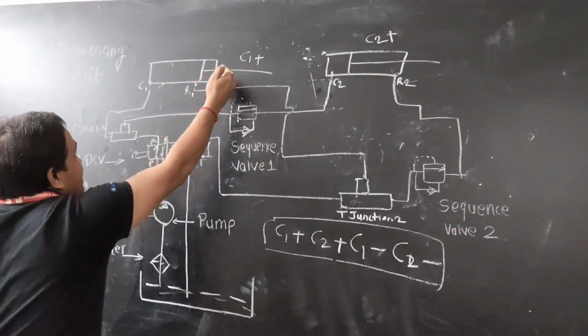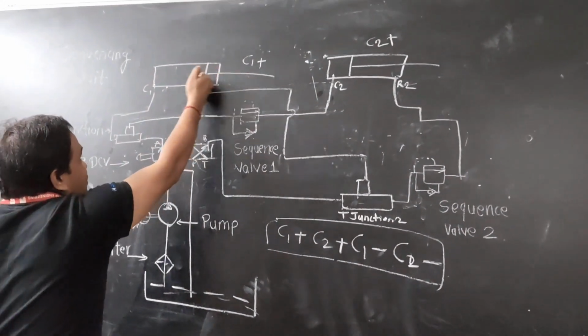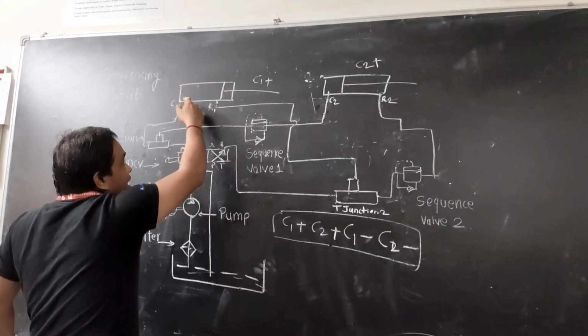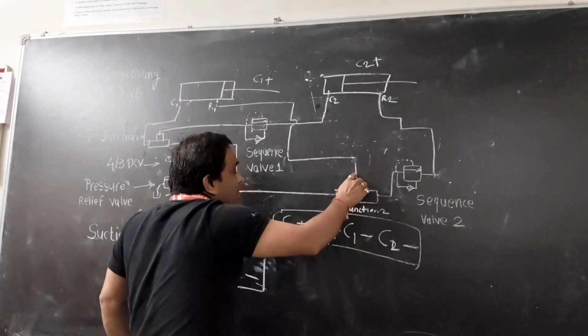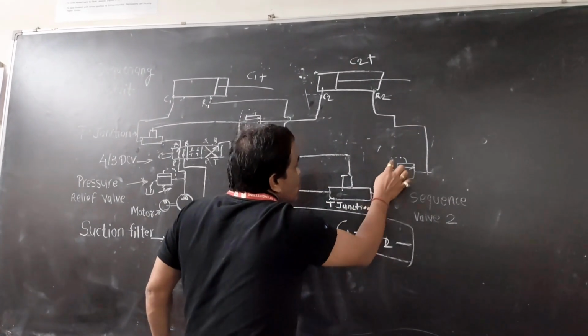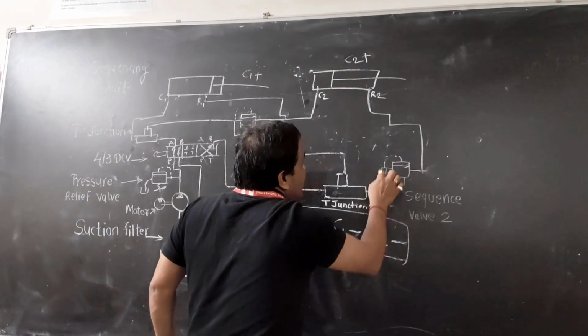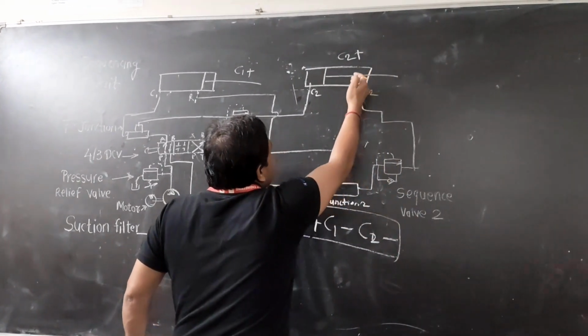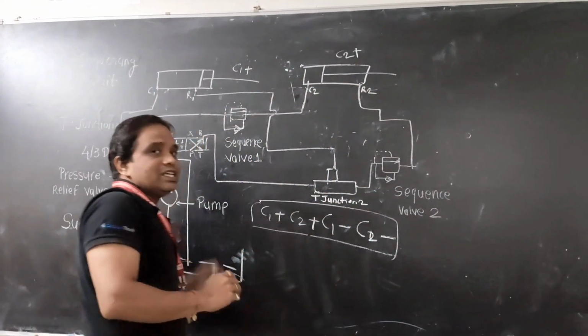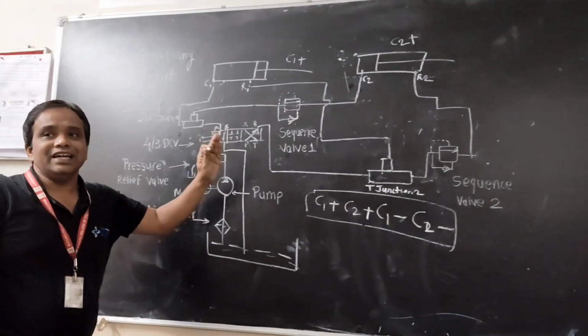C1, retract the cylinder 1. So the cylinder 1 will retract. After retracting, the pressure in the system will build up, which will cause this sequence valve to open, and this sequence valve then retracts the cylinder 2. So this way the sequencing circuit works.